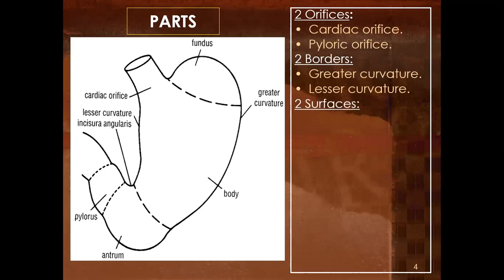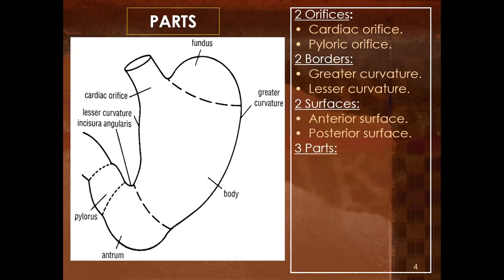Now coming to the two surfaces. So there are two orifices, two borders, and two surfaces. Which are the surfaces? The surface which you are seeing right now is the anterior surface. Then behind will be the posterior surface. So two orifices, the cardiac and pyloric orifice, two borders, the lesser curvature and greater curvature, and two surfaces, the anterior surface and behind it the posterior surface.